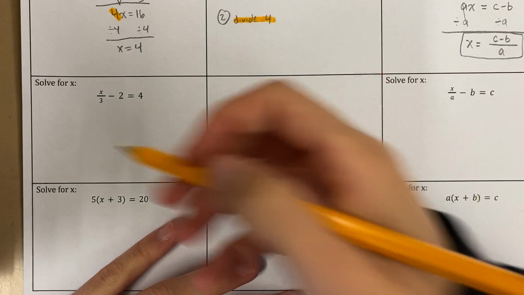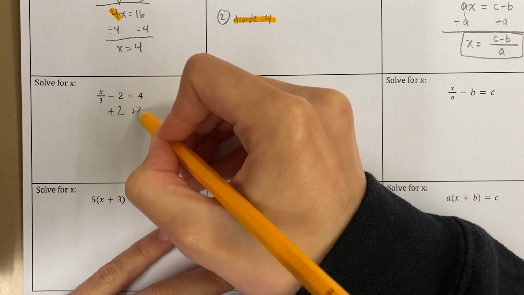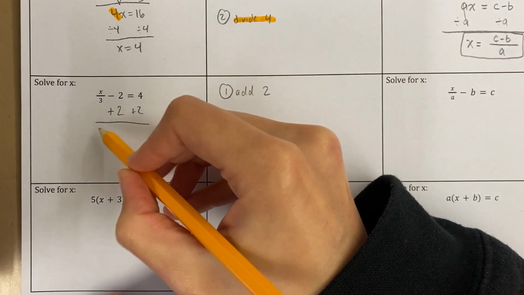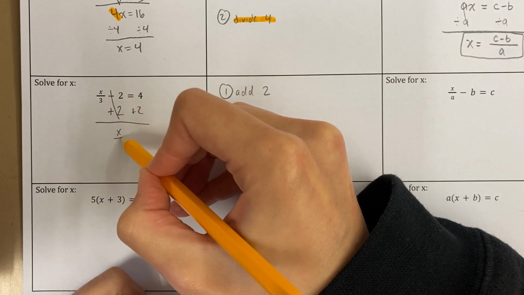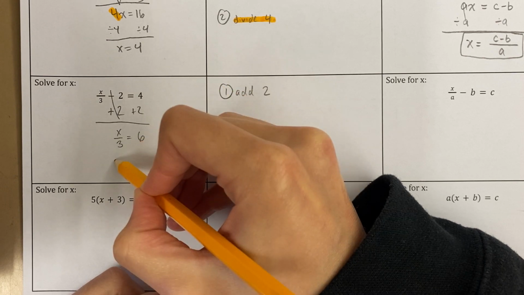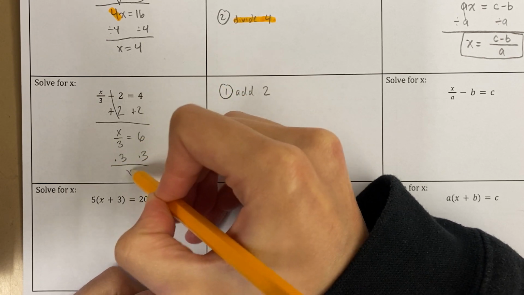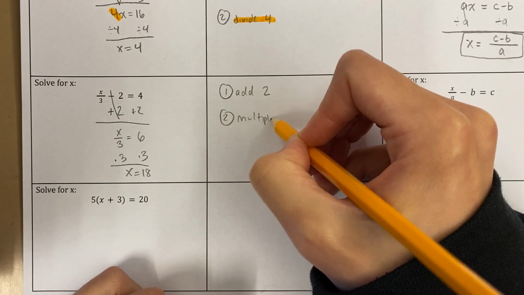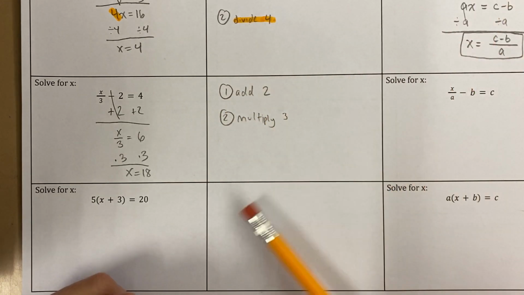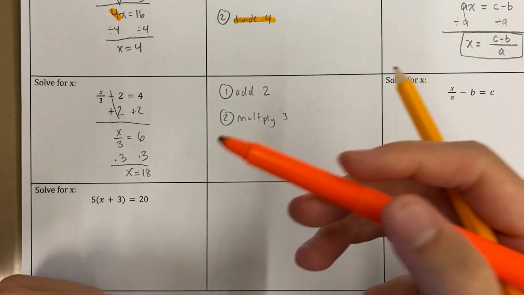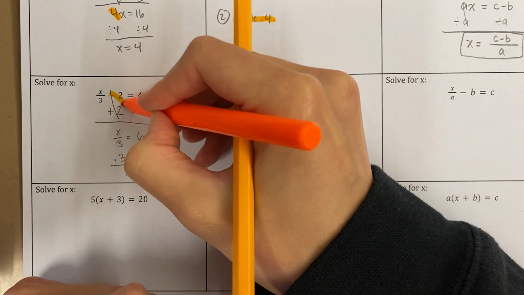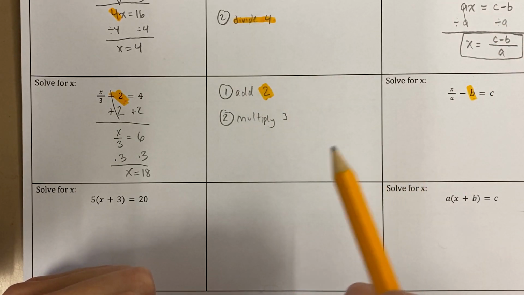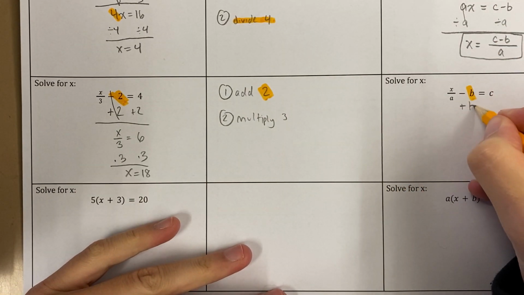Okay, let's take a look at another one. Over here, I would add 2 first. And then next, I would multiply by 3. So let's see what I do first over here. The 2 is here, and I added it. In the same position as the 2 is this B, so I'm going to go ahead and add B.